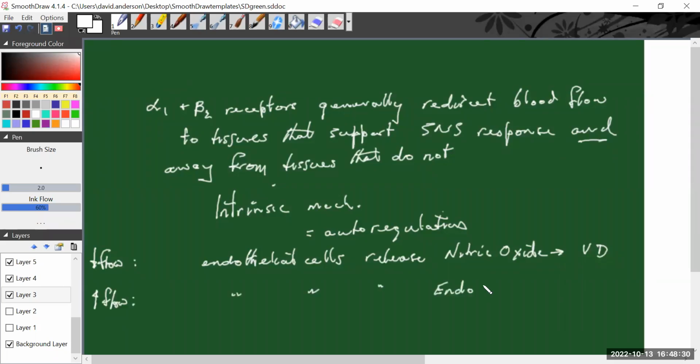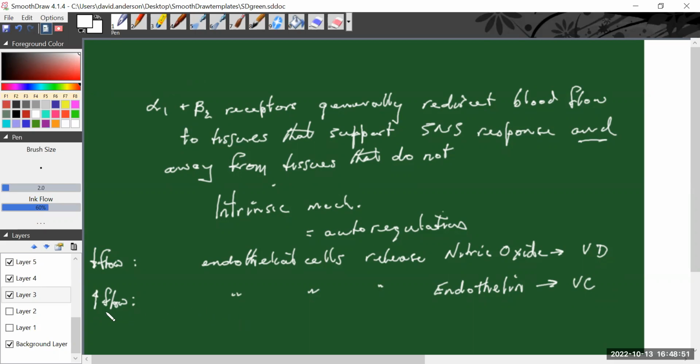Endothelin. So another type of messenger, but when this messenger gets released, it promotes vasoconstriction. So these are local factors.